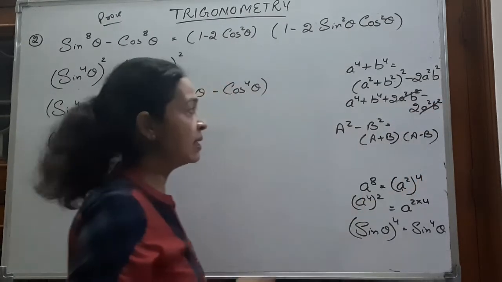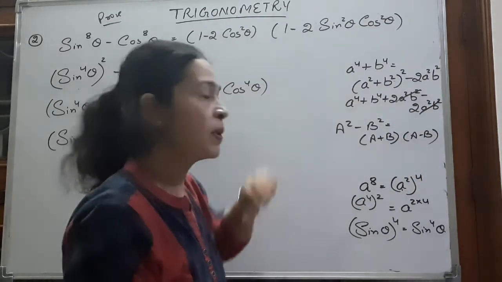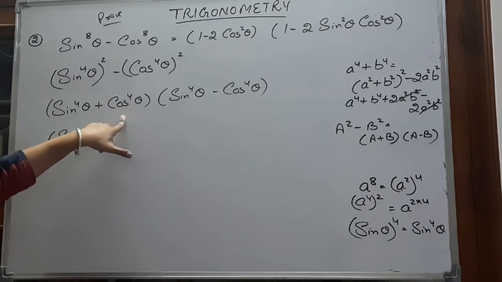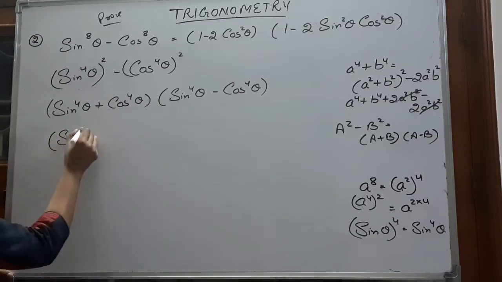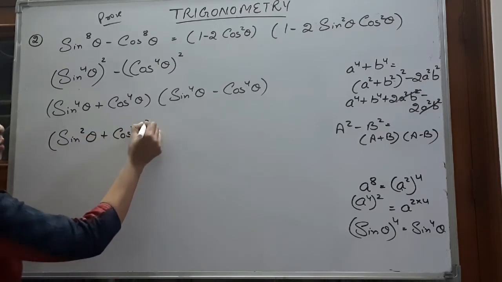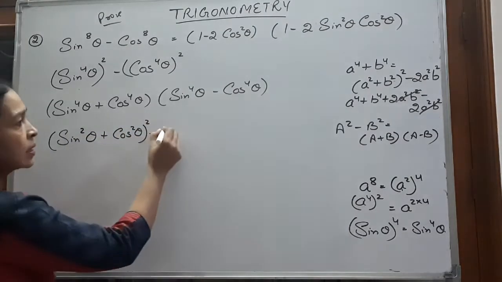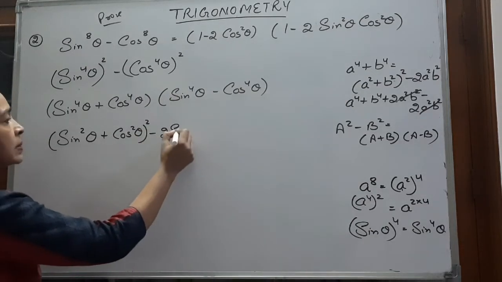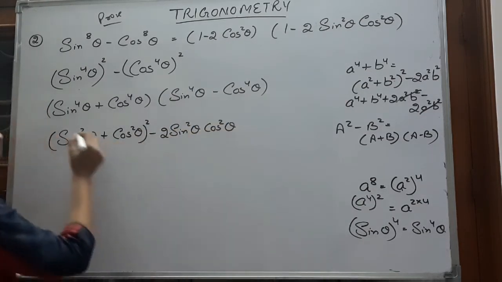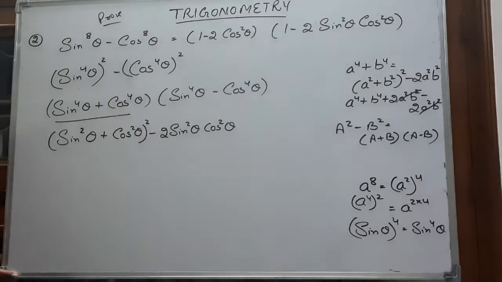Both terms get cancelled. What is left? a to the power 4 plus b to the power 4. In the same way, sin to the power 4 theta plus cos to the power 4 theta can be written as sin square theta plus cos square theta whole square minus 2 times sin square theta into cos square theta. We have taken this term only.